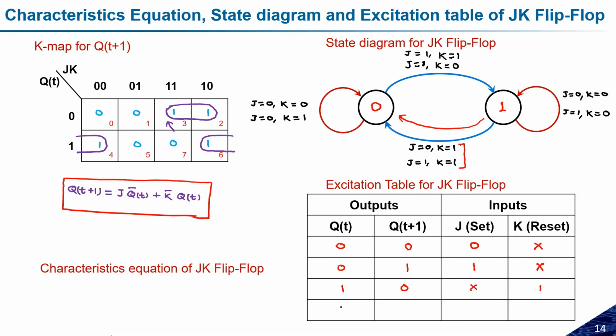The last possibility is qt is 1 and qt plus 1 is again 1. So we are considering this loop or this state, and if you see closely over here, k is equal to 0 in both the possibilities, but j is going to be don't care. So j is at the don't care state and k is at 0. This is how we can get the excitation table for the jk flip-flop for all the four possibilities.